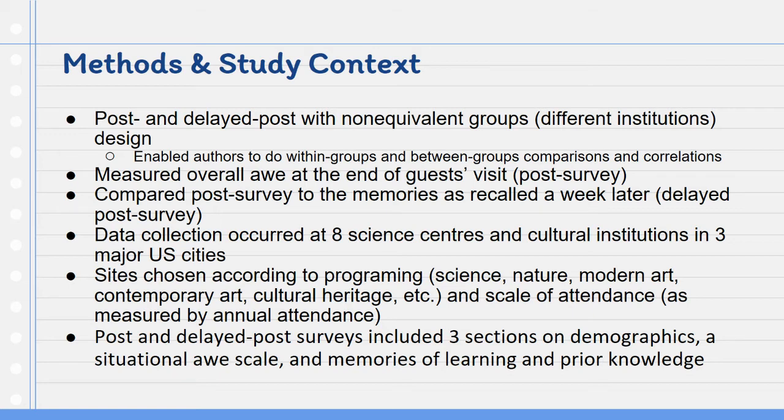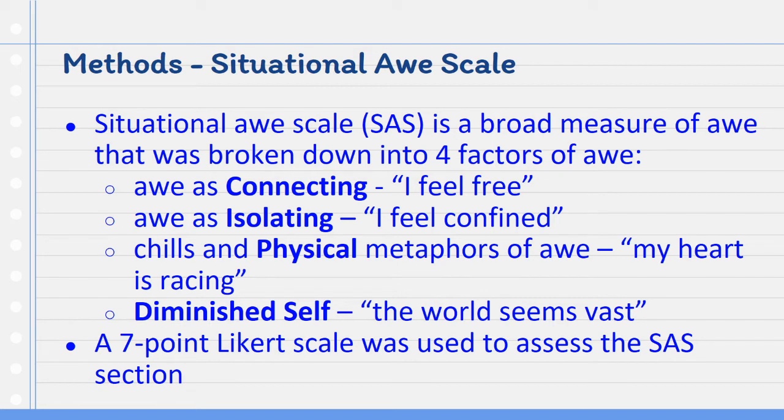and prior knowledge section. There are a number of moving parts in this study, so I've color-coded them to help keep track. The situational awe scale will be represented in blue throughout this section. The situational awe scale, or SAS, is a broad measure of awe that was broken down into 4 factors of awe. Awe is connecting, as in I feel free. Awe is isolating, I feel confined. Chills and physical metaphors of awe, my heart is racing. Diminished self, the world seems vast. This was measured by a 7-point Likert scale to assess this section.